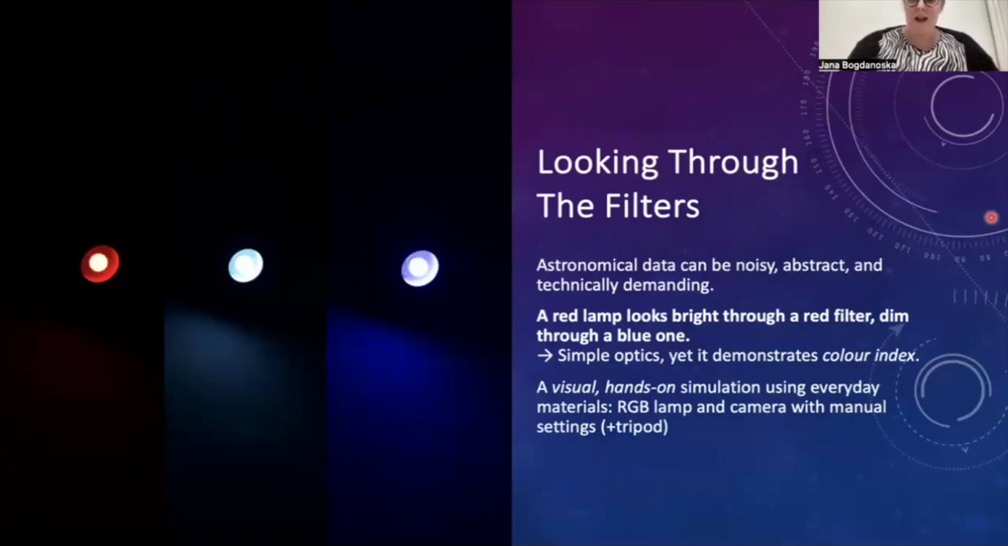Also looking at the objects in different colors, it's just very visual and can have a strong impact. And it can start to talk about the color index and how the different properties of the galaxies come up if we look at it in a different light. So this is an opportunity to extend the exercise to younger students, just for a visual effect, to see what happens when you look at it through a filter.